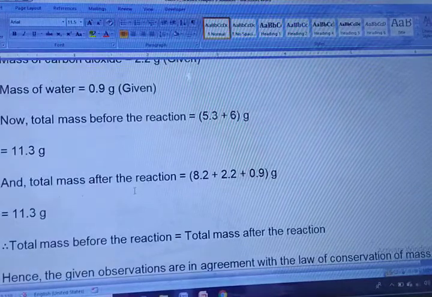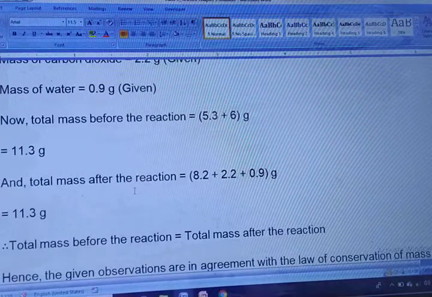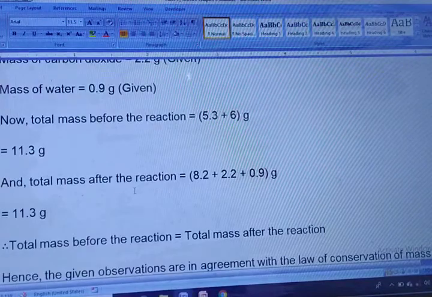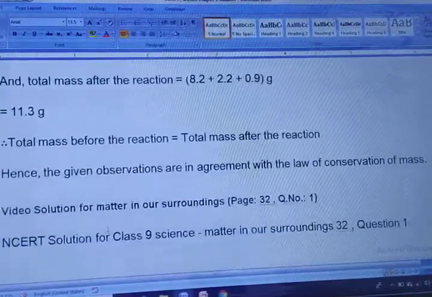So what do you observe? The total mass after the reaction is 11.3. So the total mass before the reaction and the total mass after the reaction are both equal. Hence the given observations are in agreement with the law of conservation of mass. So this was our first answer. Now we are moving towards the second question.